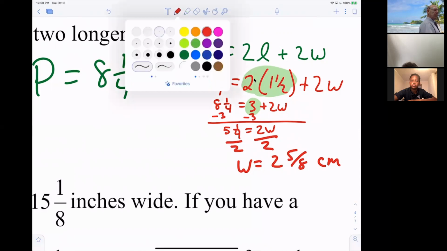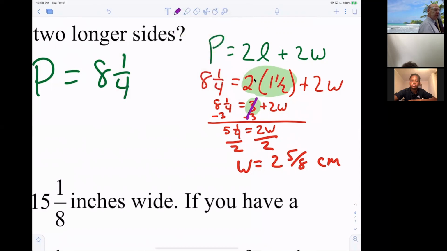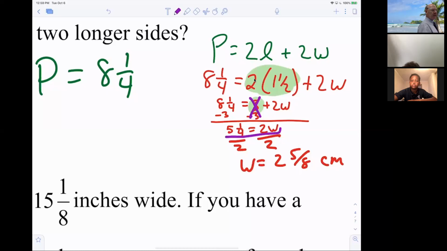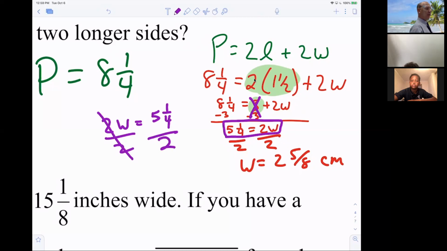No. Do you do anything to it? What happens is that the plus 3 minus 3 cancels out. So 8 1/4 minus 3 is 5 1/4. That's where I got this step right here. Do you understand? Yeah, but do you do anything to that 5 1/4? When I solve this equation, I divide by 2, and that cancels that out. So do on your calculator 5 1/4 divided by 2.